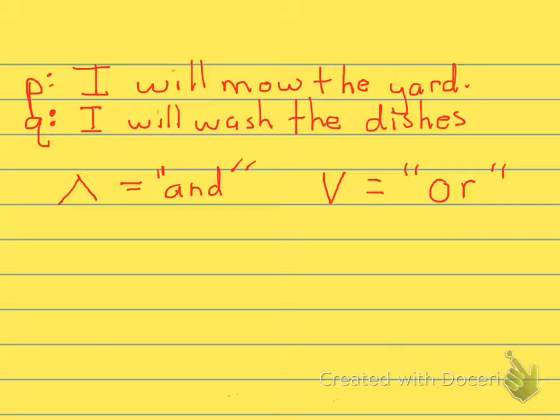Well, we're going to have to write statements a lot, and it's just a lot shorter to write P than "I will mow the yard." We have some other shorthand below. The upside down V means the word "and," and the regular V means the word "or."